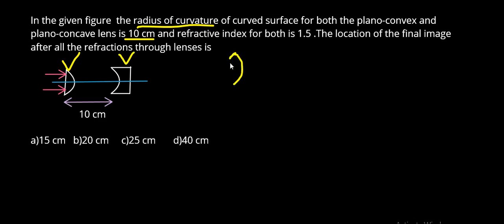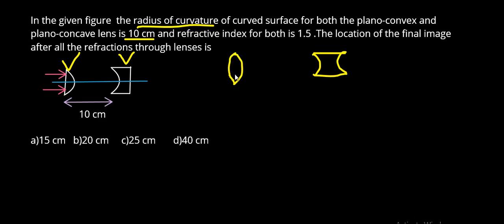So we know that this is the convex lens and this is the concave lens. So this is going to be a converging lens and this is going to be a diverging lens, right? We know about these two very well from class 10 itself.